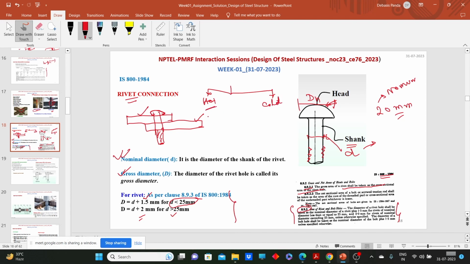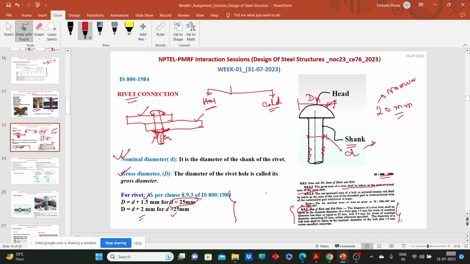In hot riveting, we apply heat to this portion, then we do hammering and make this portion permanent as well. In cold riveting, we don't hit that portion using mechanical hammering. We seal that portion, or we make the joint permanent. In this way, riveting is done.